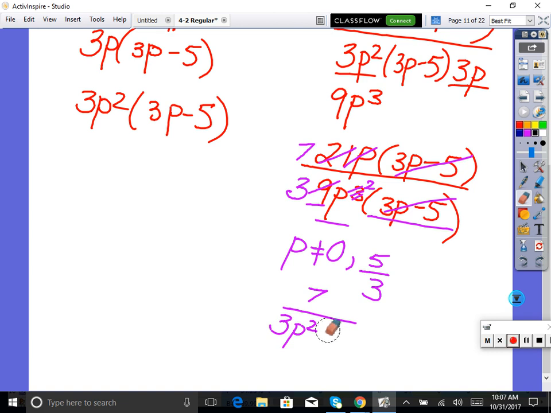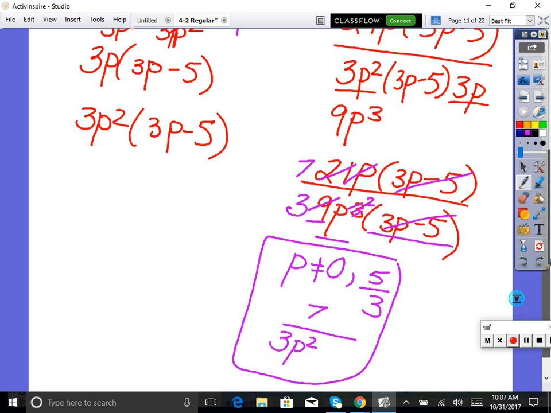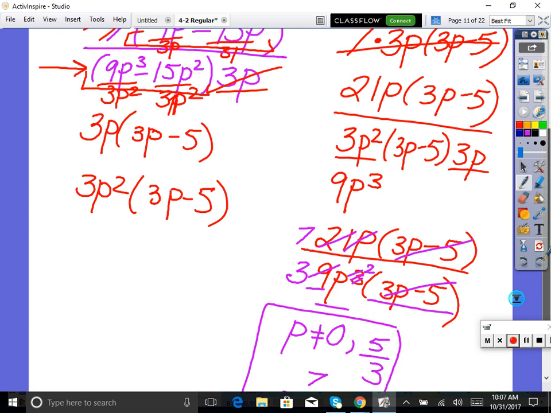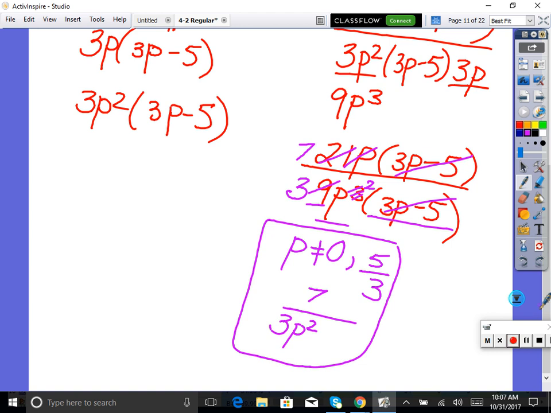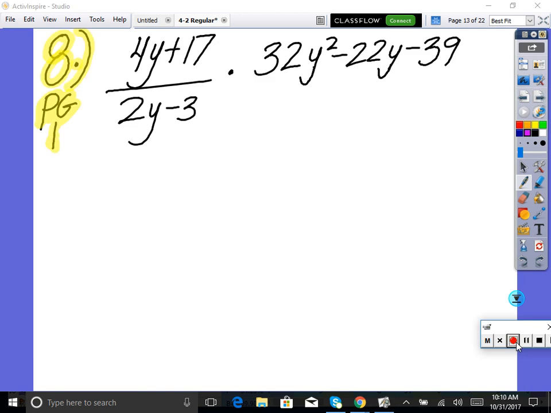So there's my answer. And what number is that? This was number 1 on page 2. I hope this is continuing to make sense. So is this literally all we're doing? Yeah. Okay, so do 2 on page 2. Go to number 8 on page 1.